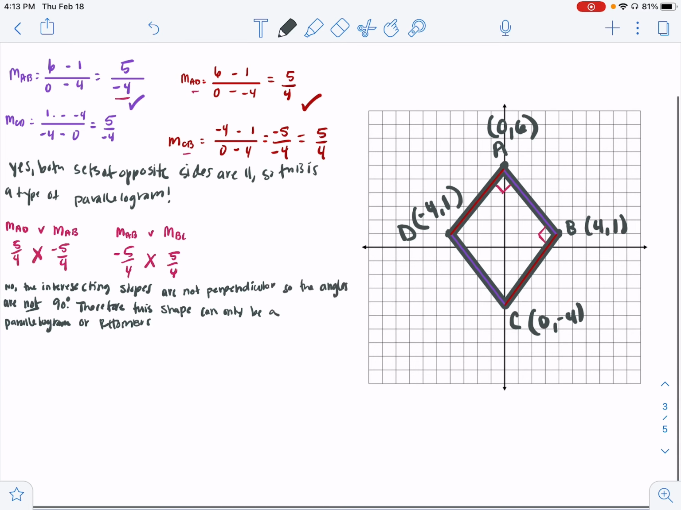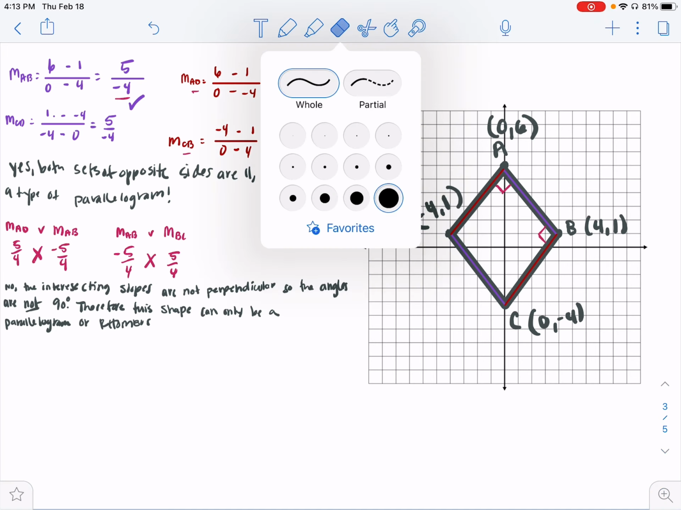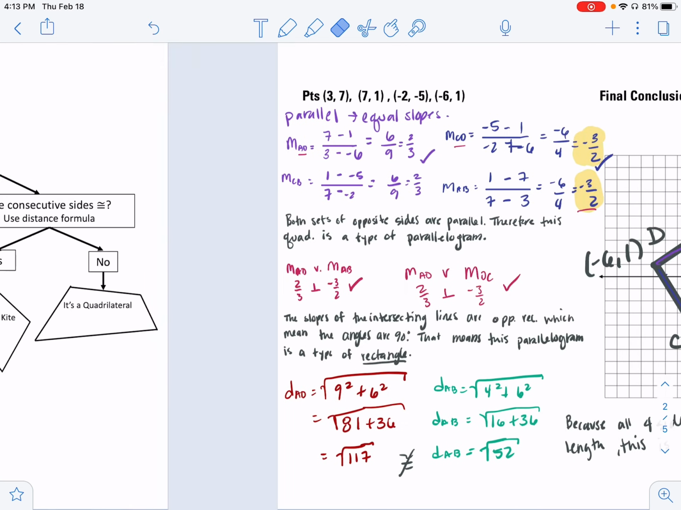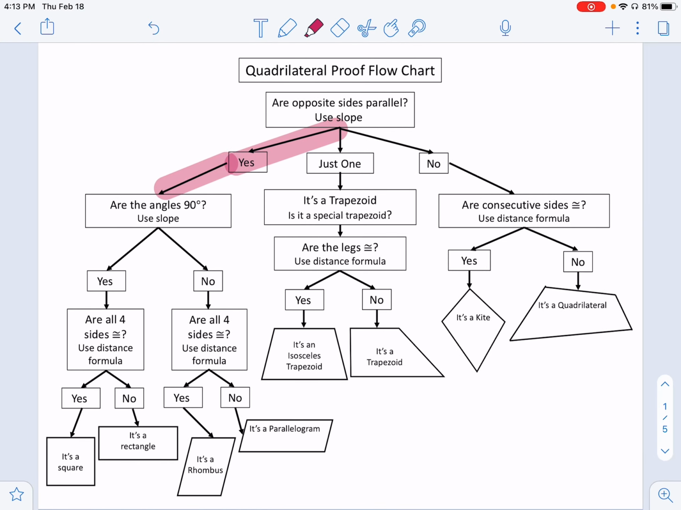And you might say, how do I know that? Well, this is just knowing my properties of quadrilaterals. I know that if they happen to be 90 degrees, it would be a square or rectangle. So knowing my definitions there from the get-go. But also, if I were to come back over to our flow chart, are the angles 90 degrees? We're here, no. So my only two options, if I keep following, would be a rhombus or a parallelogram. So knowing how my flow chart goes.